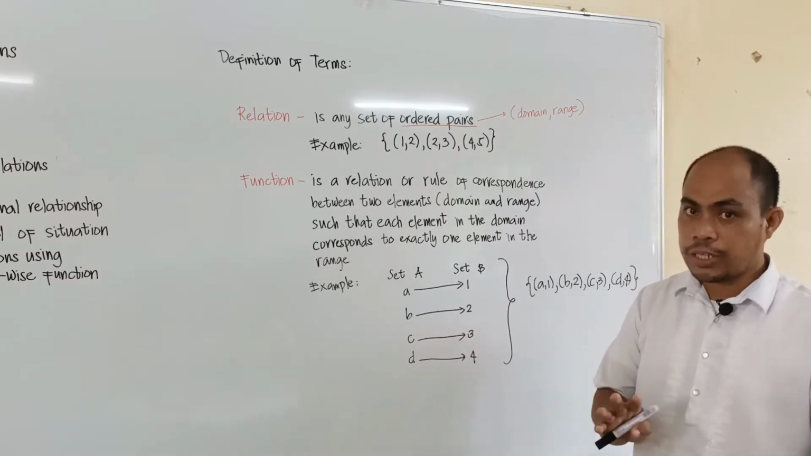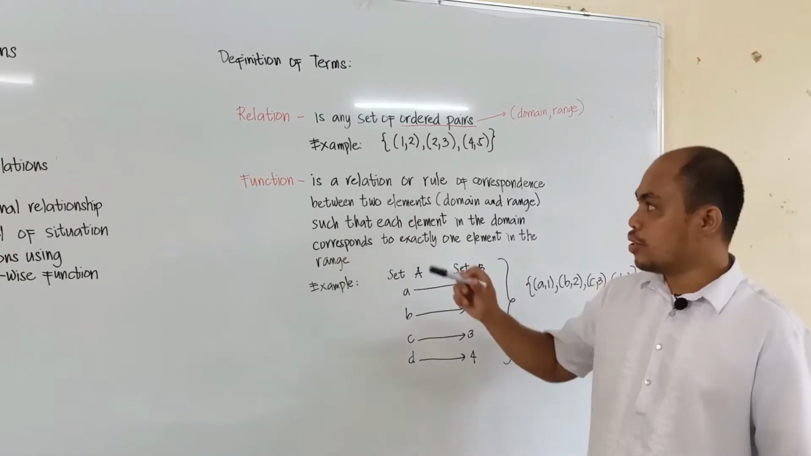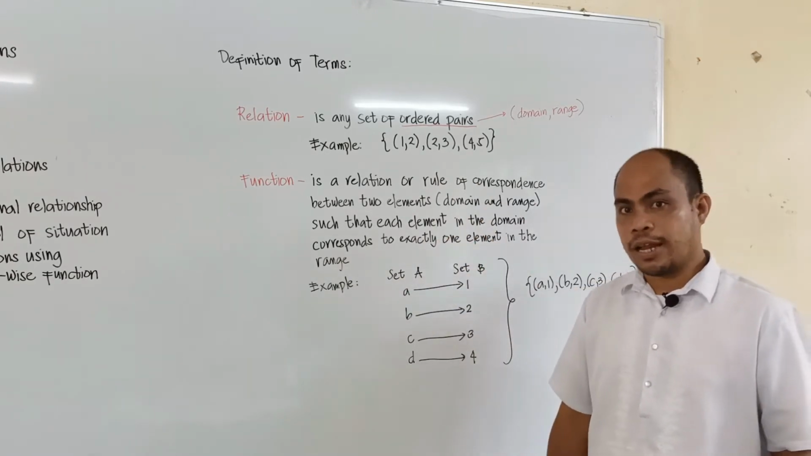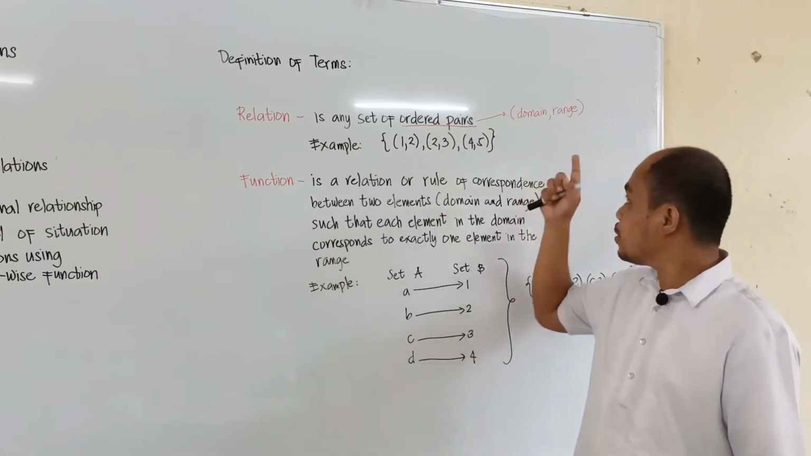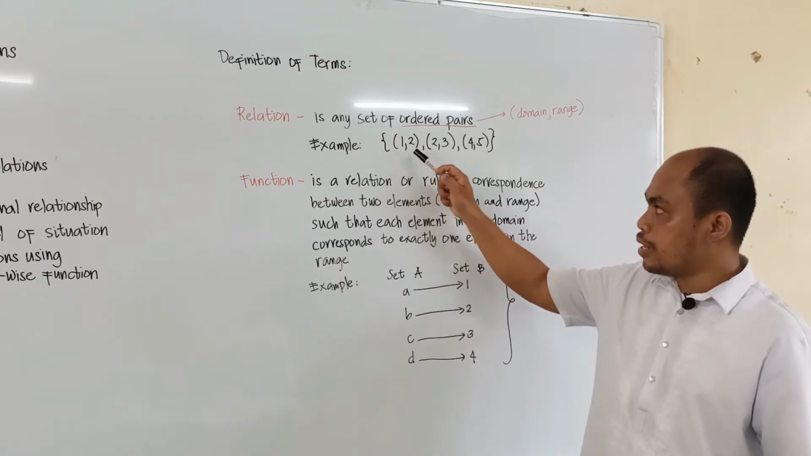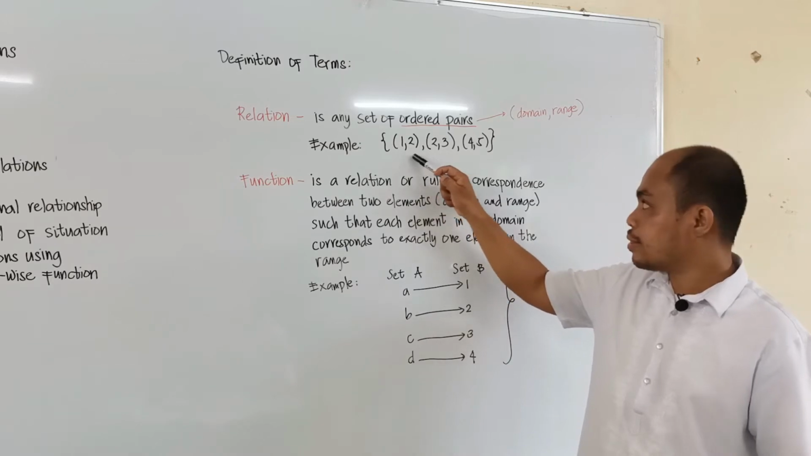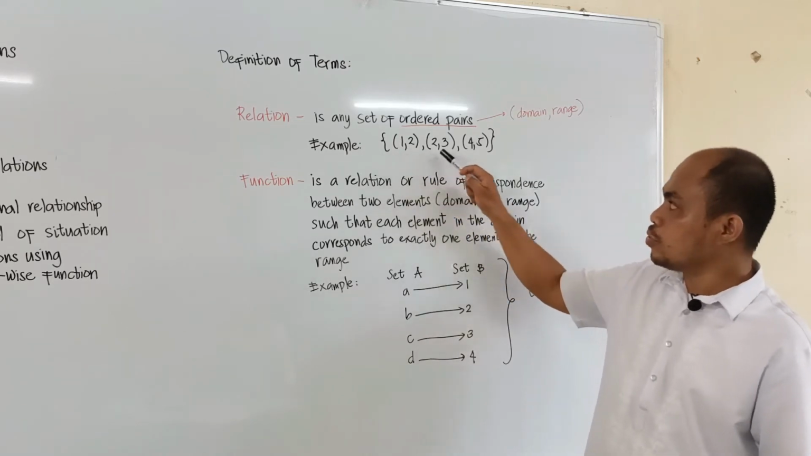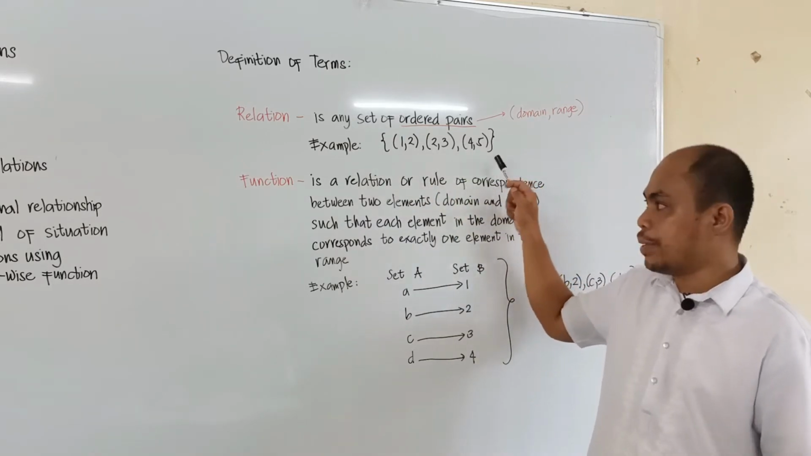There is no relation if we have only one element. So, for us to define a relation, there should be two elements. We have the domain, like here in your example, we have 1 and the range is 2. That's one set. So, 1, 2, 2, 3, and 4, 5. That is what we call a set of elements.